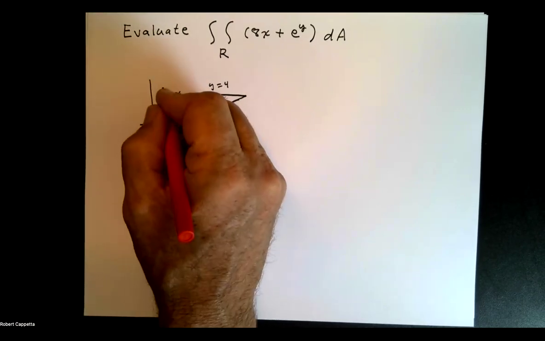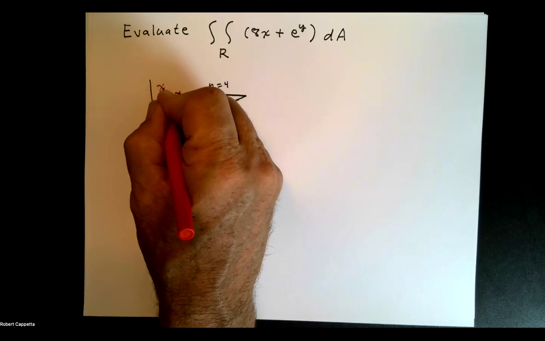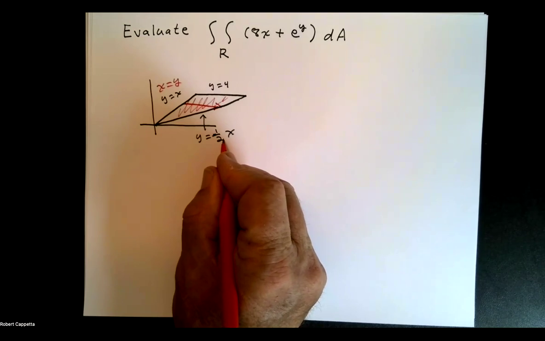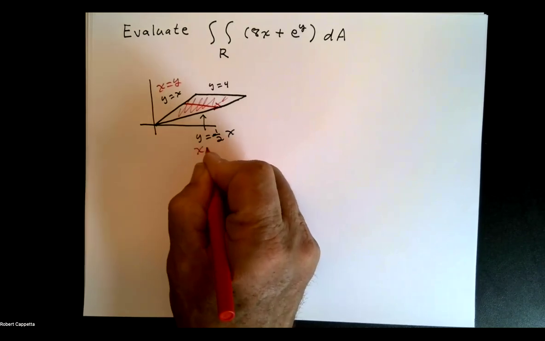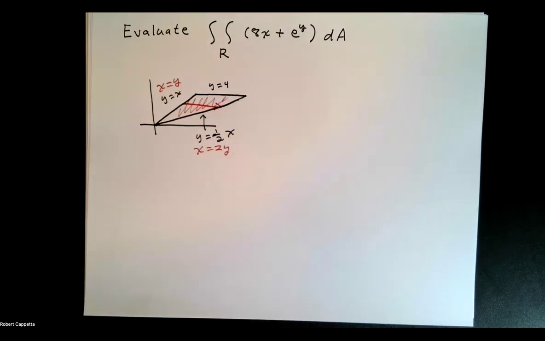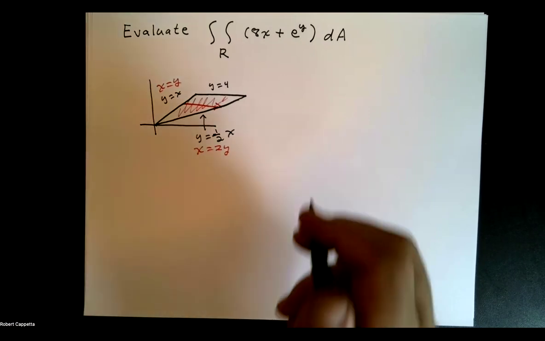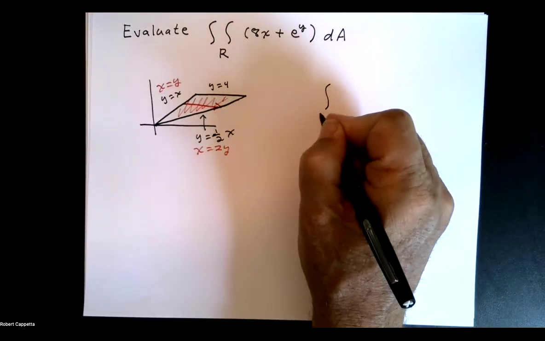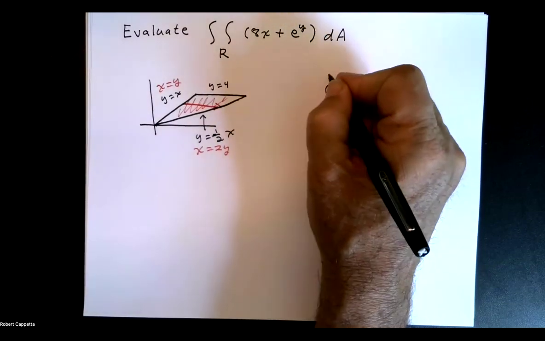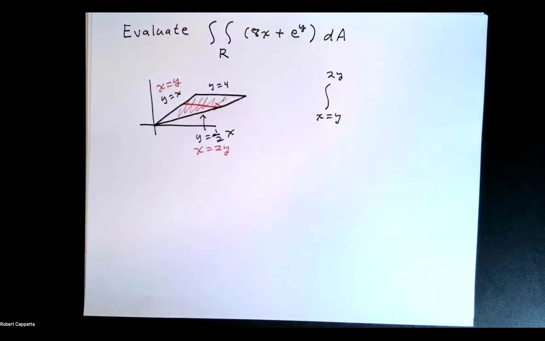So this border in terms of x is x equals y. And this border in terms of x would be x equals 2y. So if I start with my western border, starting at y, ending at 2y, for my region, x goes from y to 2y.